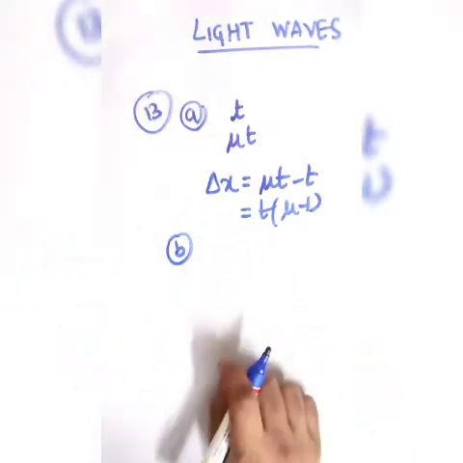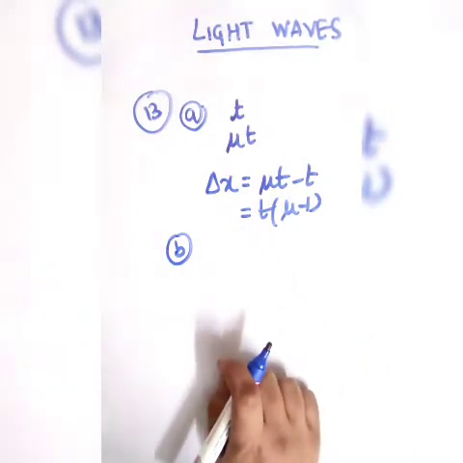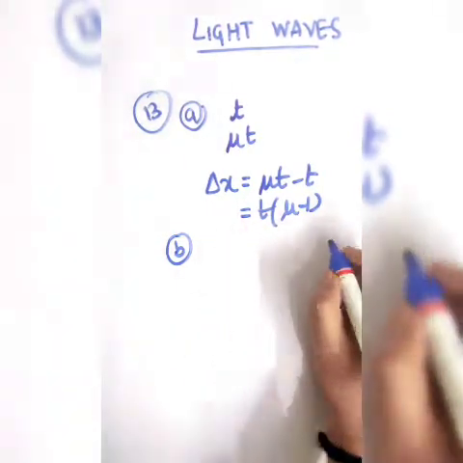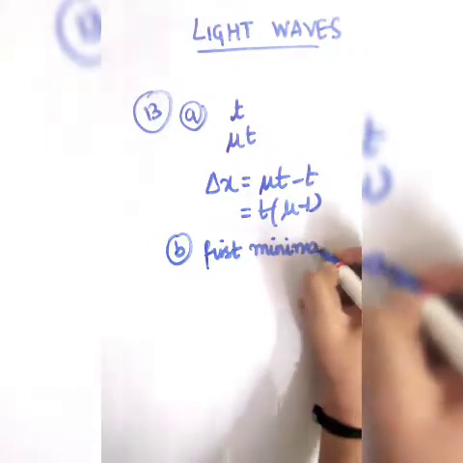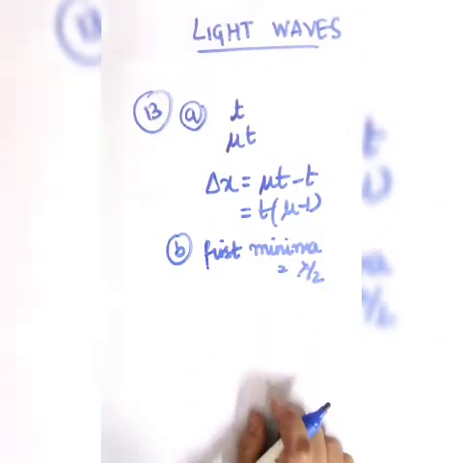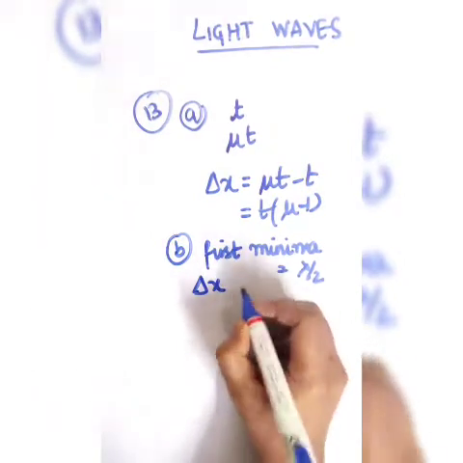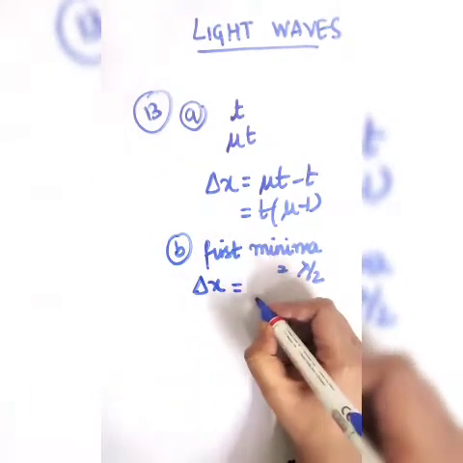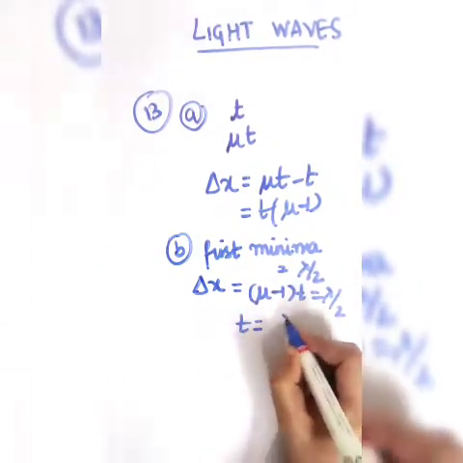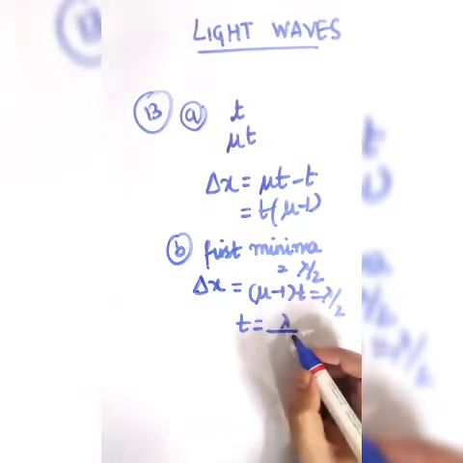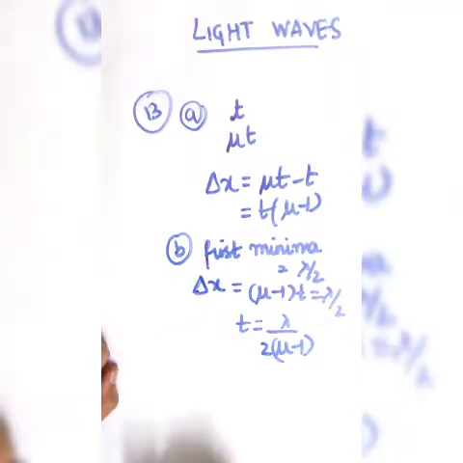Now in the second part we are asked to find out the minimum thickness t that would make the intensity at the center of the fringe pattern 0. As we know, the first minima occurs at lambda by 2. So we just need to shift that minima to the center so that the central bright fringe actually becomes the first minima. That means we just need to equate the change in optical path to lambda by 2. So the thickness would come out to be lambda by 2 into mu minus 1.